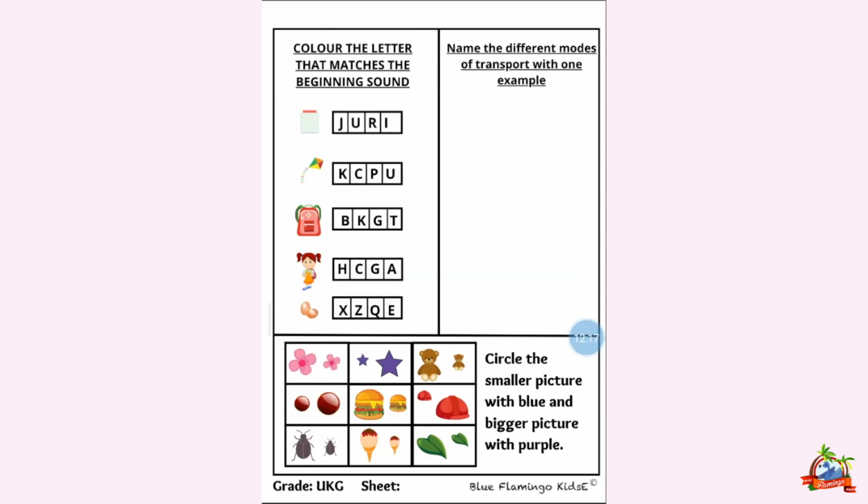Very good. Now, let us move to our last section, which is of maths. In this, you can see so many pictures in 9 groups. Okay, 9 groups are made, each group has 2 pictures. And what we have to do in this? Circle the smaller picture with blue and the bigger picture with purple.